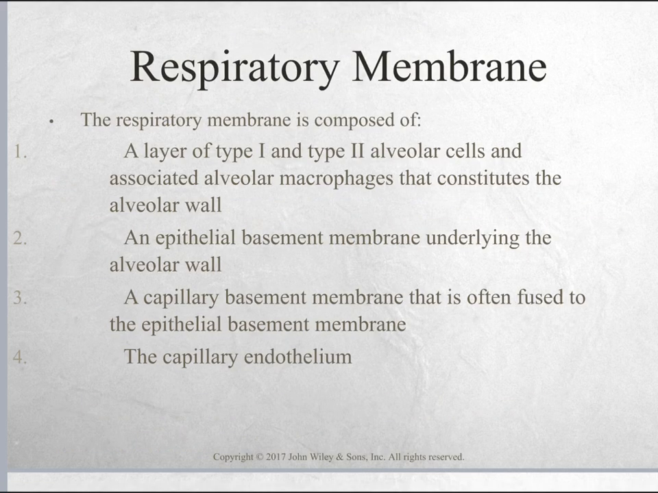The next part of the system we're going to talk about is that respiratory membrane that we circled before. It's composed of that layer of type 1 and type 2 pneumocytes. We're going to have those alveolar dust cells or macrophages in that alveolar wall as well. We have an epithelial basement membrane here that's going to underlie that alveolar wall, followed by a capillary basement membrane. And this is typically going to be fused to the epithelial basement membrane. Following that, we're going to have a layer of endothelium. This is the capillary endothelium that is going to permit the movement of gases in and out from the alveoli to the capillary.